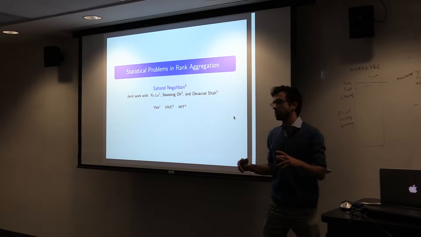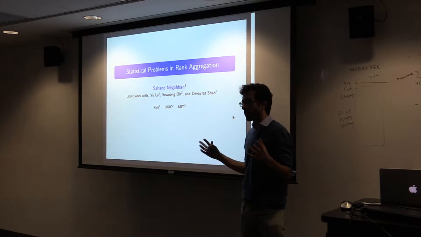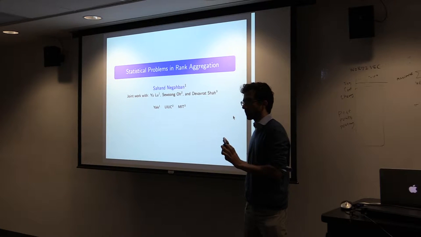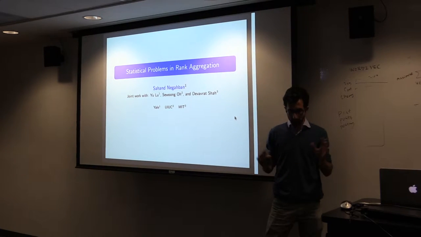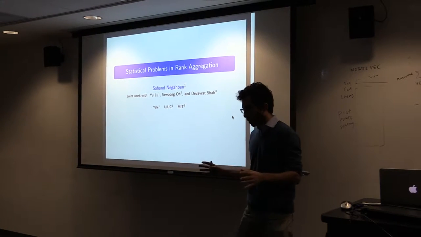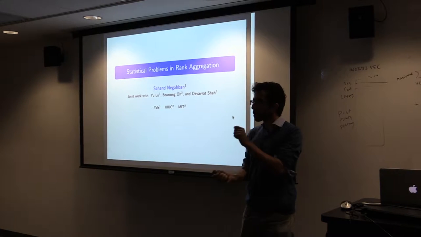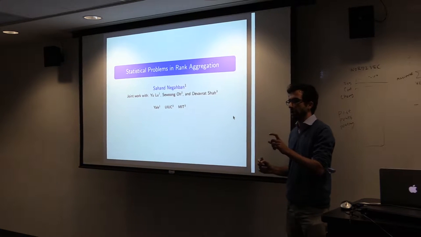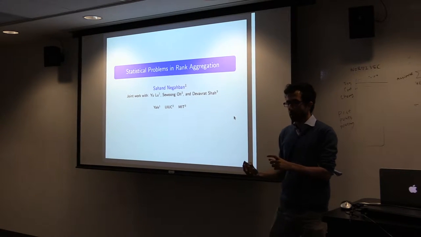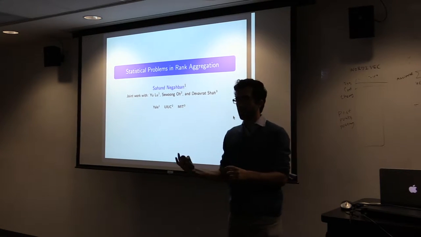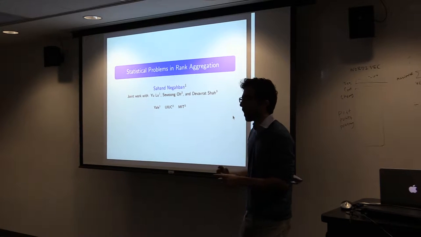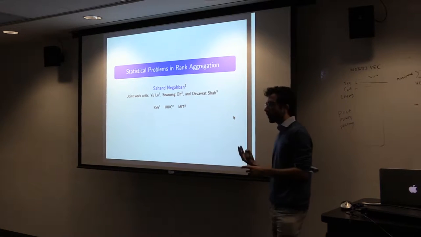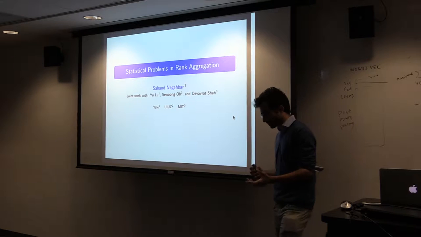The first one is, what do you do when you observe partial orderings? In our case, we'll just focus on pairwise comparisons. So you observe pairwise comparisons, and your goal is to learn the preferences that the overall population has for each of the items. We want a simple algorithm, and then to establish statistical guarantees on recovering those preferences, and hopefully show that they're optimal.